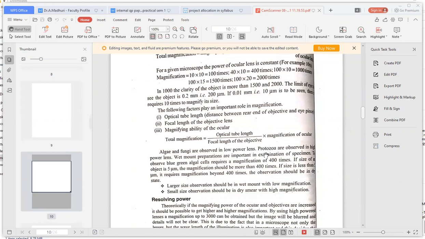Resolving power. What is the resolving power? As I told you, it is the ability of the lens.